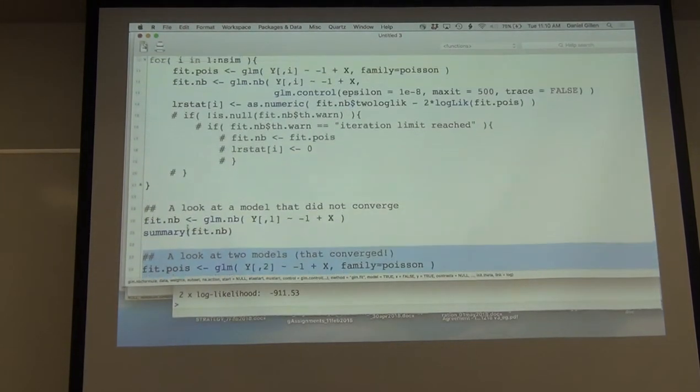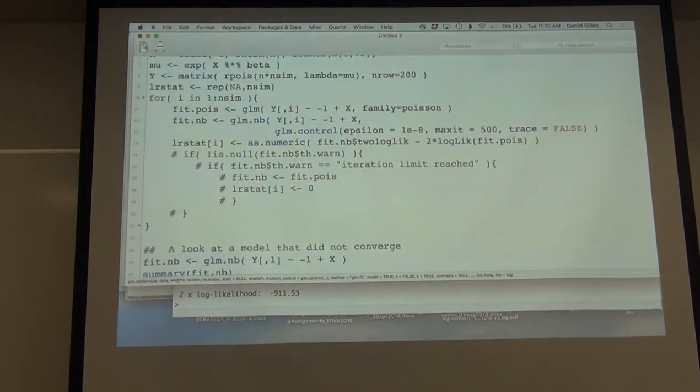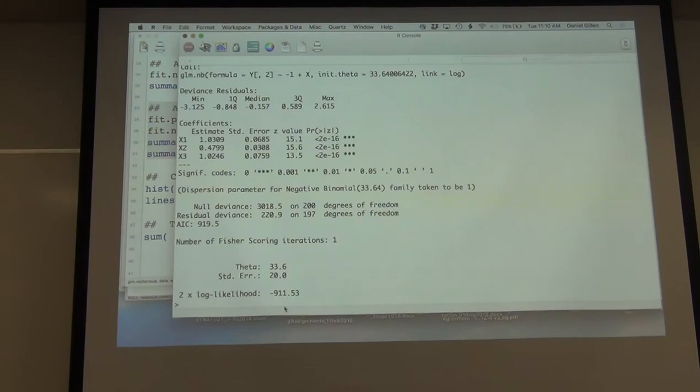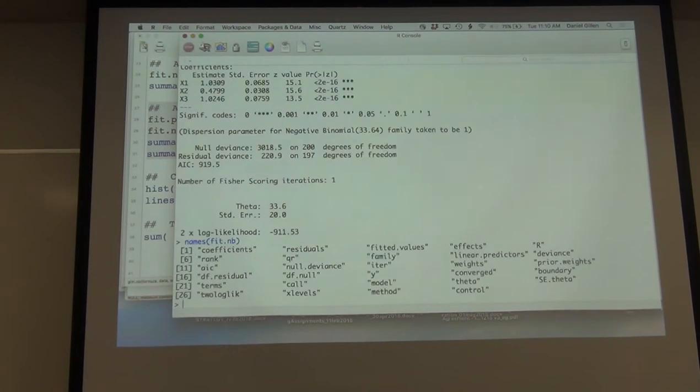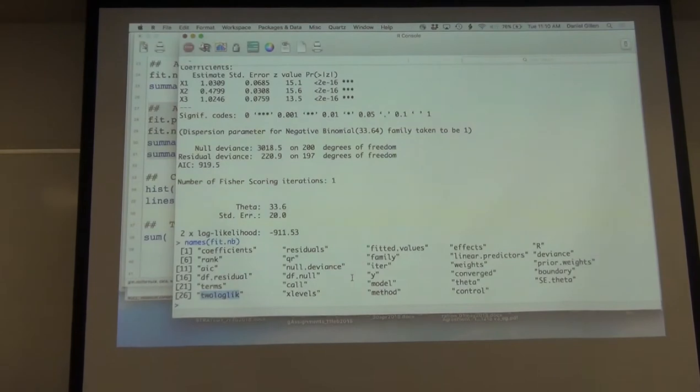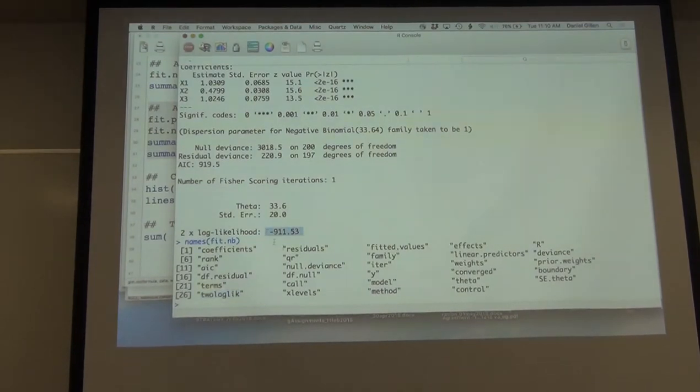To fix that, you want to pull off the actual log likelihood values. If you look at the names from a fit of the negative binomial model, GLM.NB, you have something down here that's 2 times log likelihood. In other words, it'll give it back to you, okay? And it actually reports it in the summary. You can see it right here, okay?